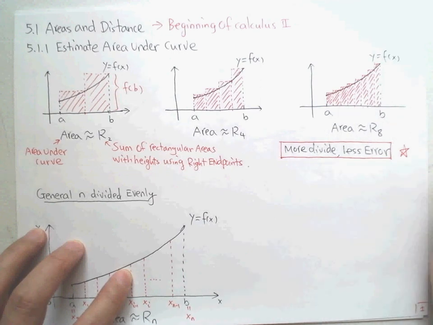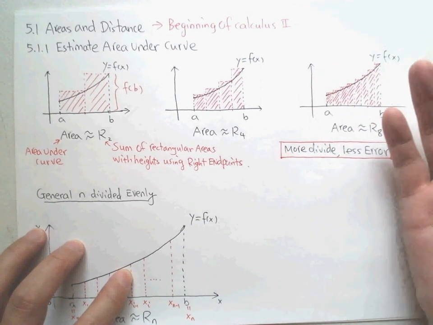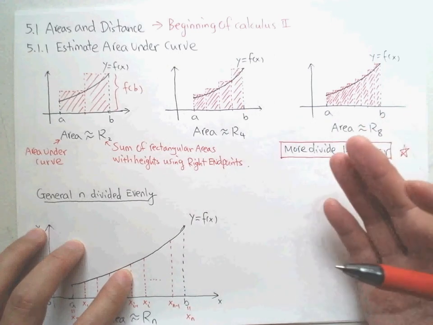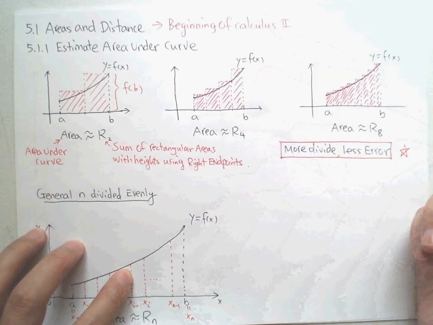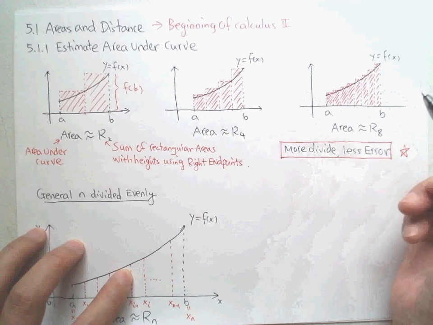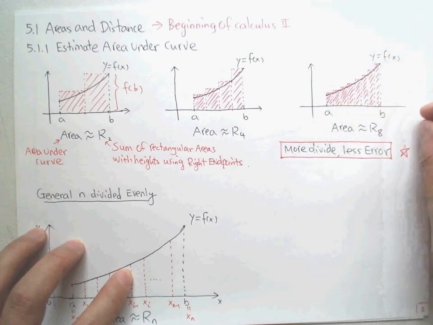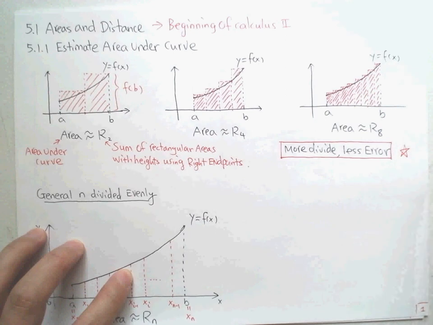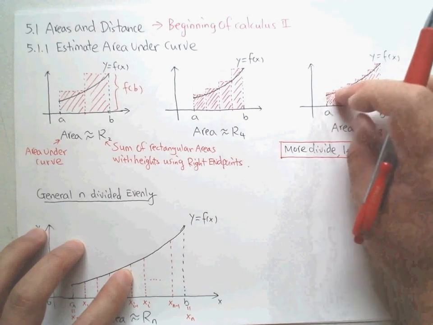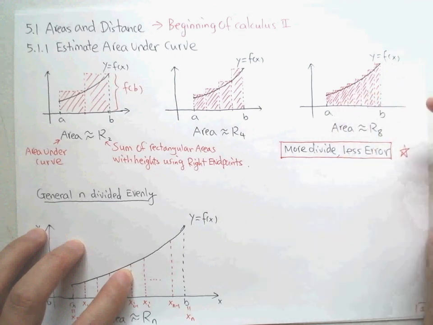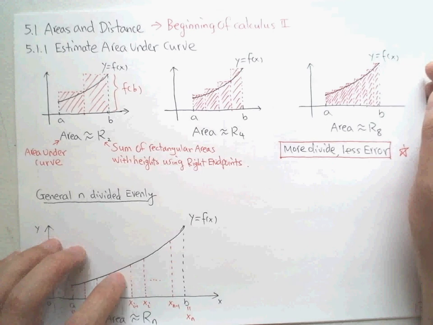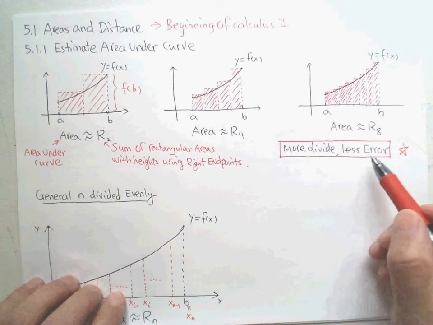Of course, Isaac Newton proposed the limit definition. We discussed the limit definition in Calc 1. If the limit of this sum exists, R2, R3, R4, R8, R10, R100, R1000, if the limit exists, we can define the area under the curve by the limit. That's exactly what Isaac Newton proposed 350 years ago. This is very important.